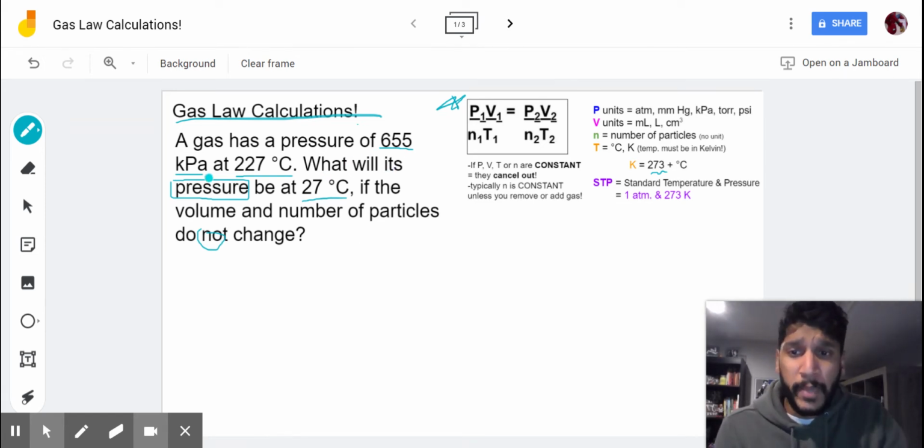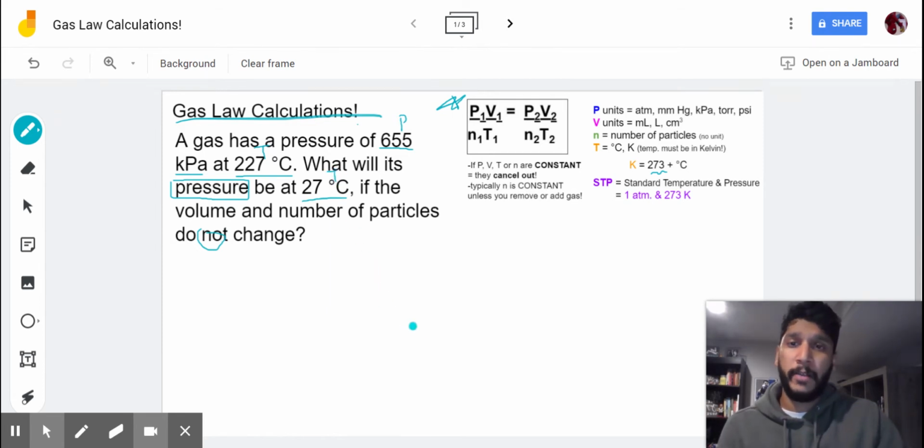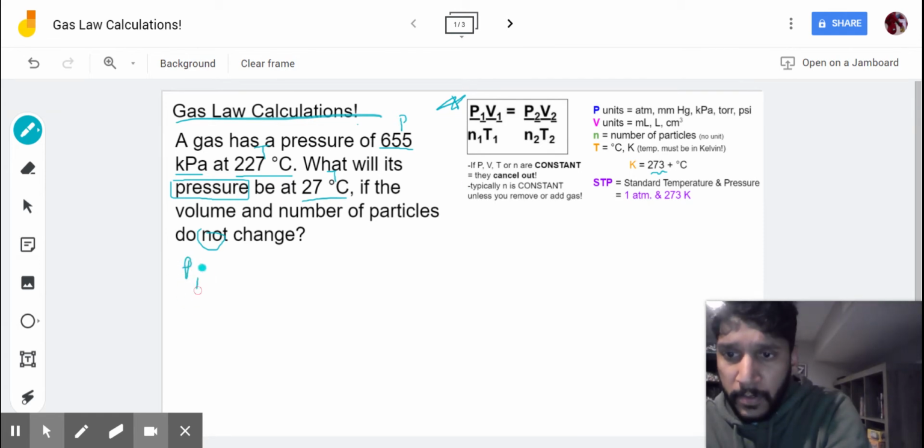So 655 kPa, kilopascals, that's a unit for pressure. So we're going to label that as pressure. And 227 degrees Celsius, that's a unit for temperature. So we have a temperature here, and then we have a new temperature over here. All right, so we have some pressures, some temperatures, if the volume and number of particles do not change. Let's go ahead and just write down our combined gas law. So we have P1 V1 over N1 T1 equals P2 V2 over N2 T2.